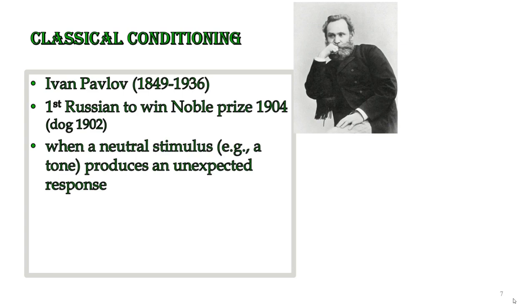Classical conditioning says that when a neutral stimulus is brought, for example a tone, and it is linked with another stimulus, then finally it would produce a response which is unexpected. So a neutral stimulus has the capacity to produce an unexpected response. But remember, to produce that unexpected response, first of all, the neutral stimulus should be associated with a particular kind of situation. Now, what are those situations? Let us discuss in the next slide.